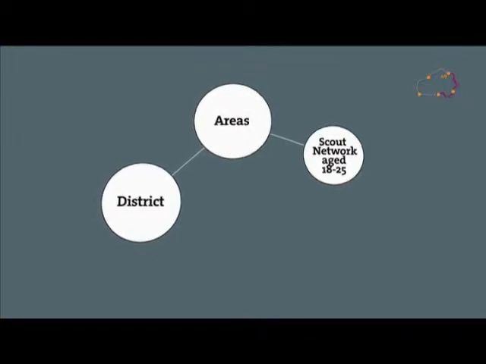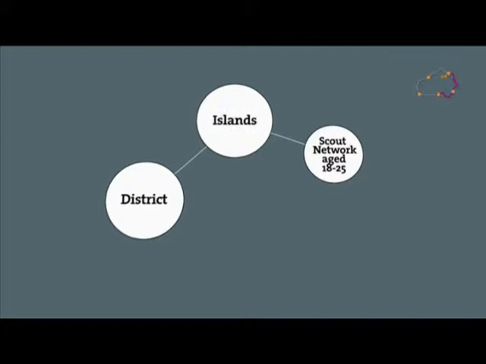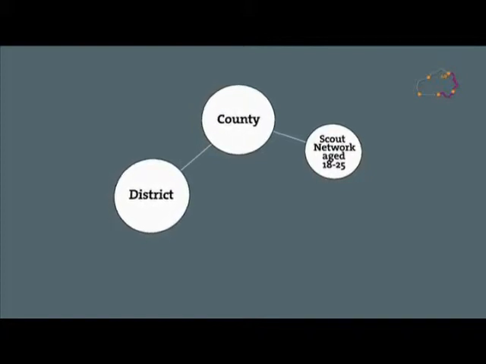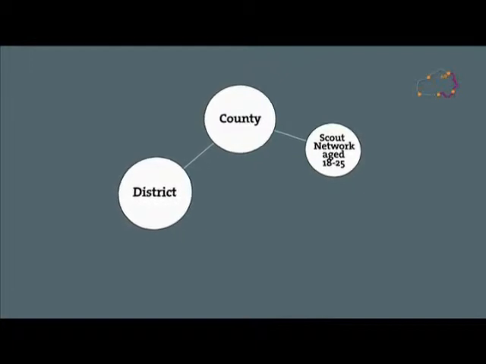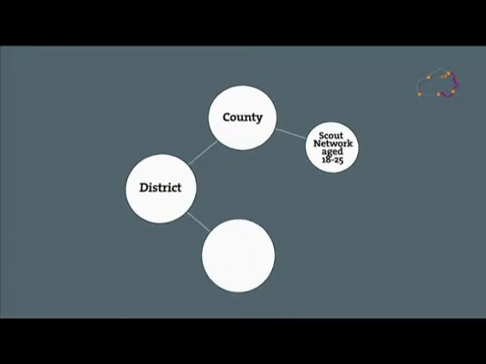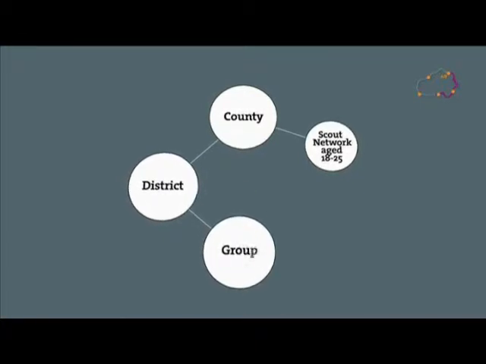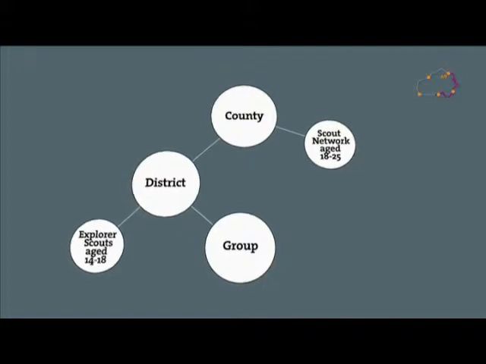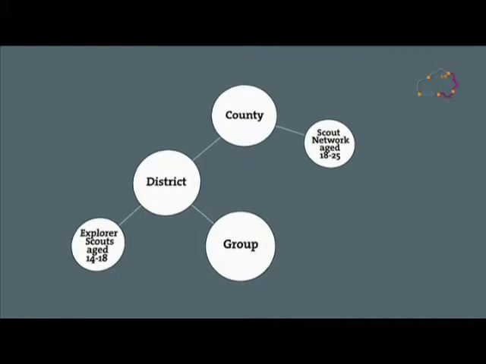Counties are also known as areas in Wales, islands, and in one case, bailiwick. All of these terms have the same meaning. All Scout publications use the term county for convenience. A district is made up of a number of groups. Districts also have responsibility for Explorer Scouting, and some Scout networks are also based at district level.